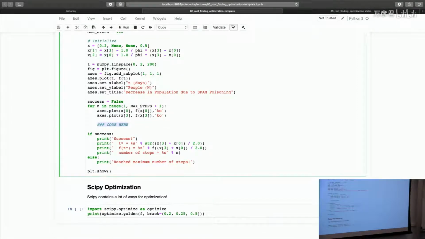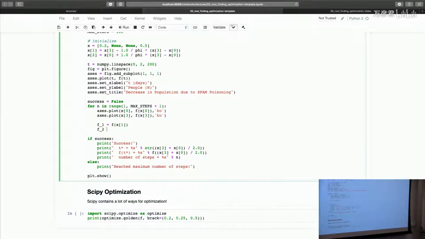Okay, so let's go back into our main loop. This is, again, the similar type of loop from before. I'm just plotting some things so we can watch what's going to happen. And then we have some loop. It has a max steps, so we don't go into an infinite loop. And I'm going to keep track of the success of the algorithm with success equals false, and I'll set it to true if I think I've accomplished my goal. So the first thing we're going to do is actually evaluate the two points, f1 and f2.